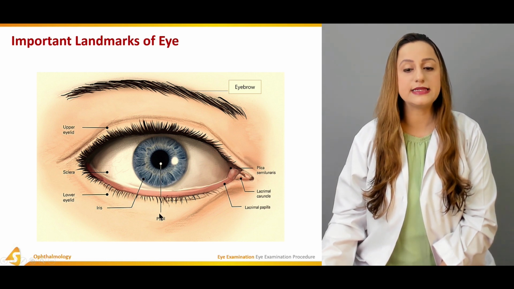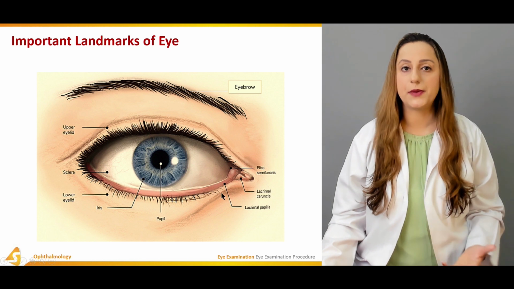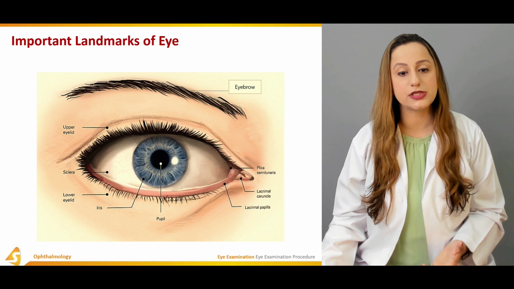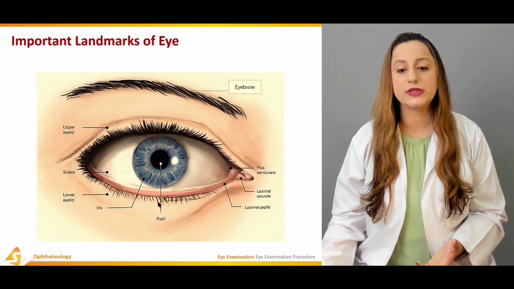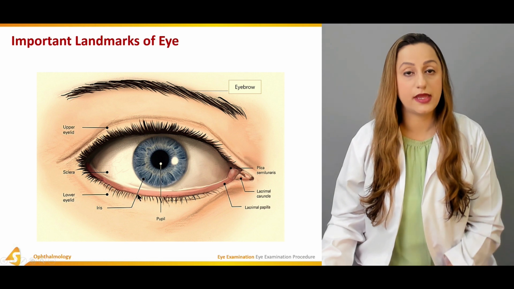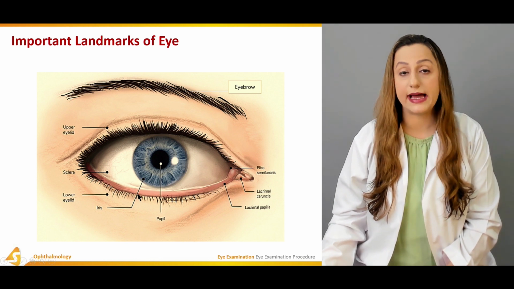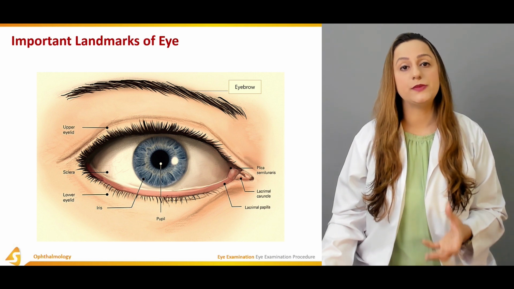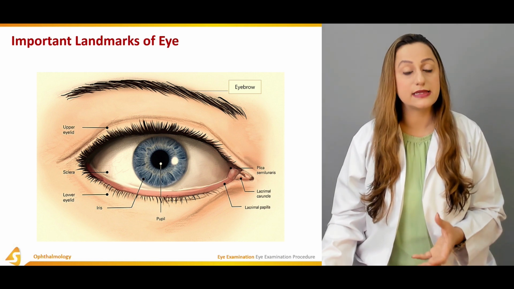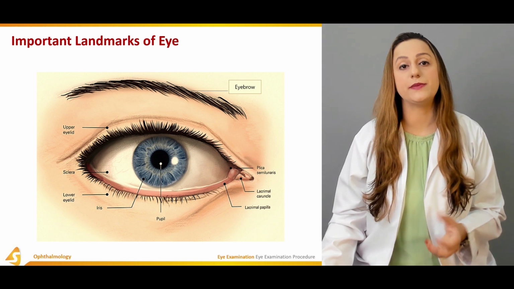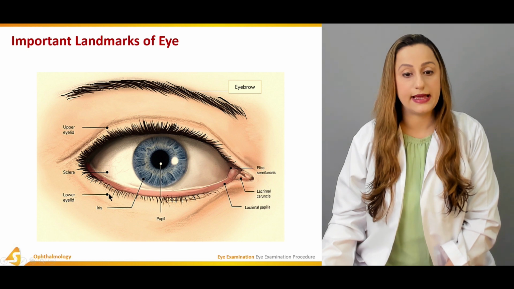The lower eyelids have the same problems as the upper eyelids. It can be sty formation, it can be chalazion formation, and it can be any problems with the eyelashes. For example, the ducts present here, the openings of the meibomian glands, can be blocked, and that is going to present as a stye or as an inflammation of the meibomian glands.